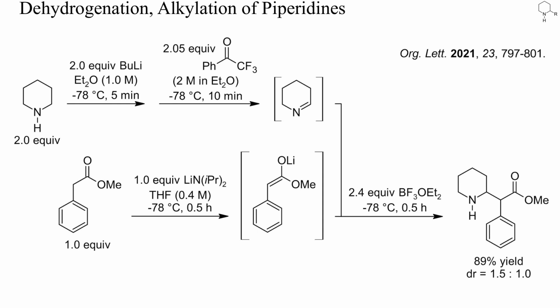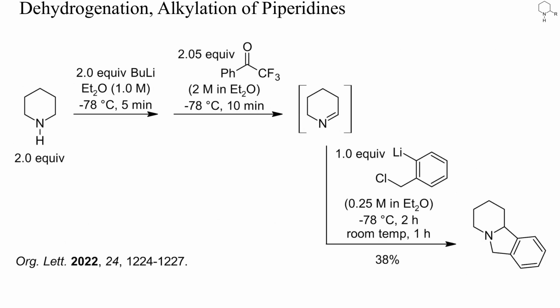Lithiated piperidines are sometimes dehydrogenated by electron-deficient ketones. In this example, trifluoroacetophenone was used, and the resulting imine reacted with an ester enolate to yield methylphenidate. This example is similar to the previous one. Here, lithiated benzyl chloride was added to the imine, and a low yield of a polycyclic piperidine resulted.